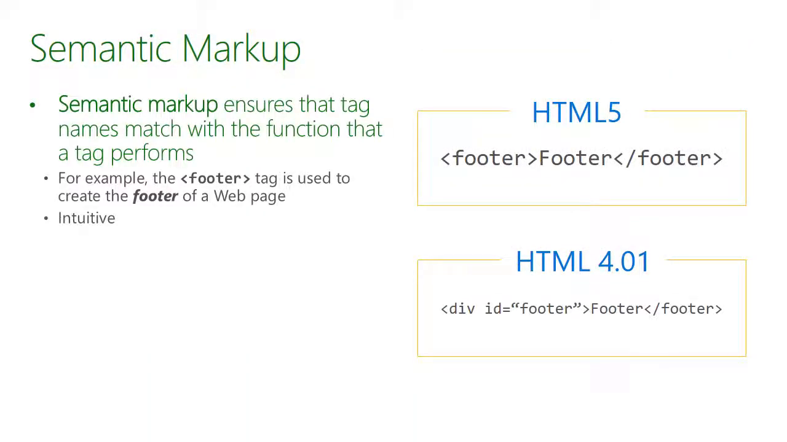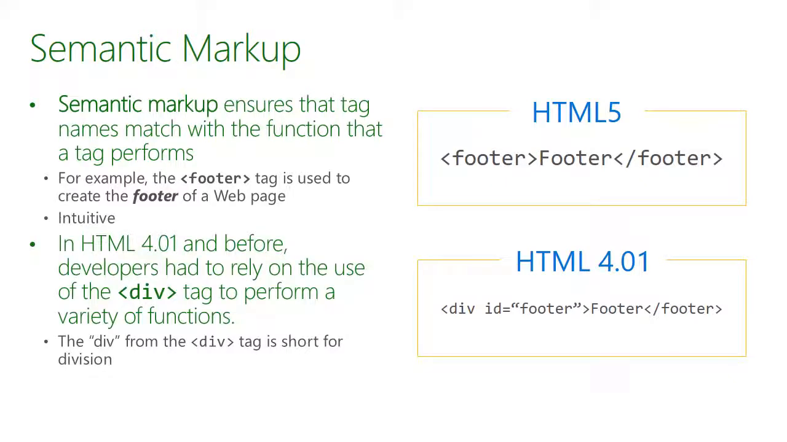Semantic markup ensures that tag names match with the function that a tag performs. For example, the footer tag is used to create the footer of a web page. These are more intuitive. In HTML4 and before, developers had to rely on the use of the div tag to perform a variety of different functions. The div from the div tag is short for division.